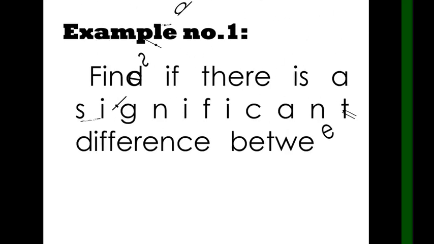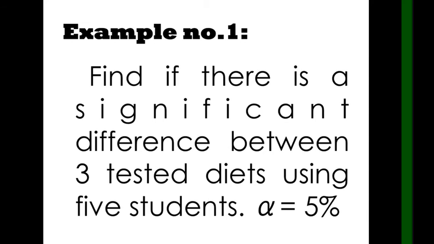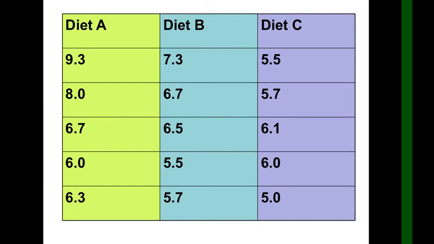Example number 1. Find if there is a significant difference between the three tested diets using 5 students. The alpha is equal to 5%. I think that diet is not applicable for 5 students. Maybe we can use rats, cats, or dogs, but not humans. But anyway, it is in the problem, so let's see.